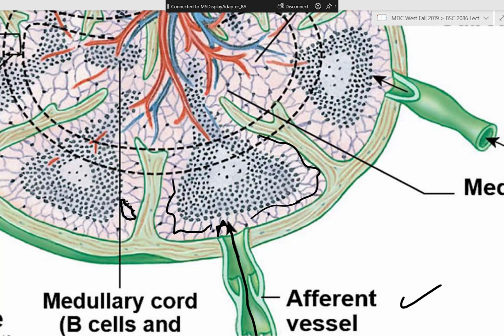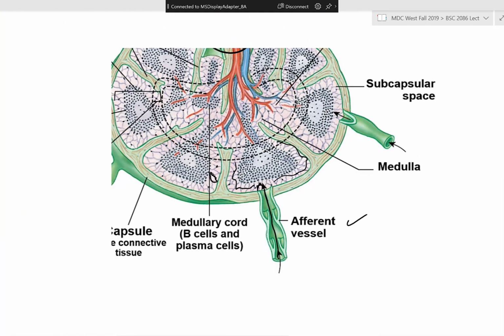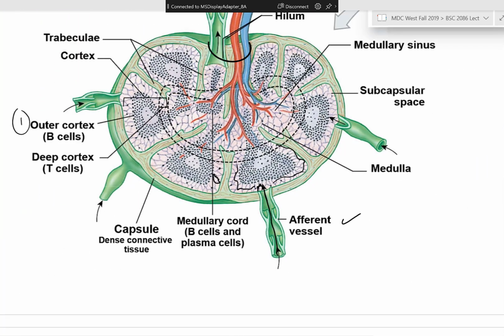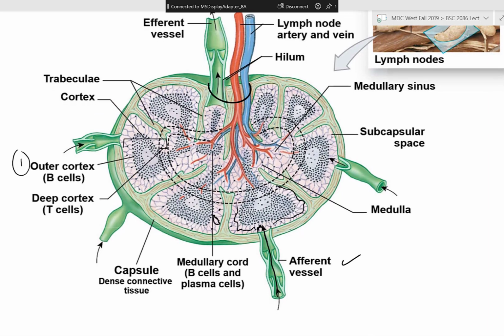Attached to it, you can see the black markings right here. What do you have attached to them? Well, on the outer part, you have mostly your B lymphocytes. As you move from the outer all the way to the inner, you have your deep cortex, and attached to those you have the T lymphocytes. So as the lymph flows through, these lymphocytes are exposed to new possible antigens that are trying to affect the body and come back into your circulatory system.